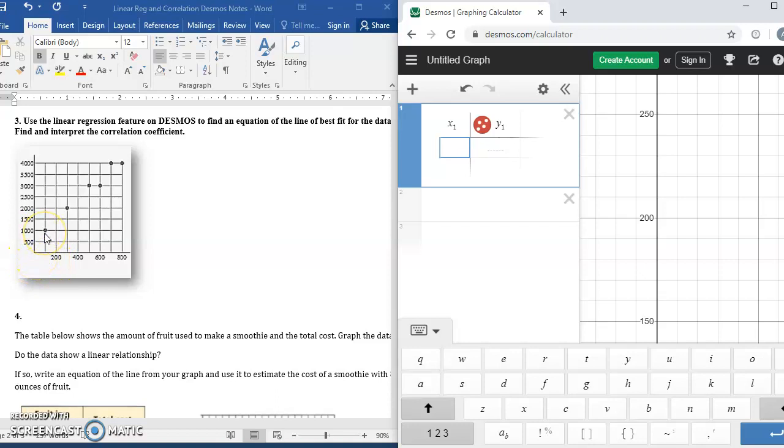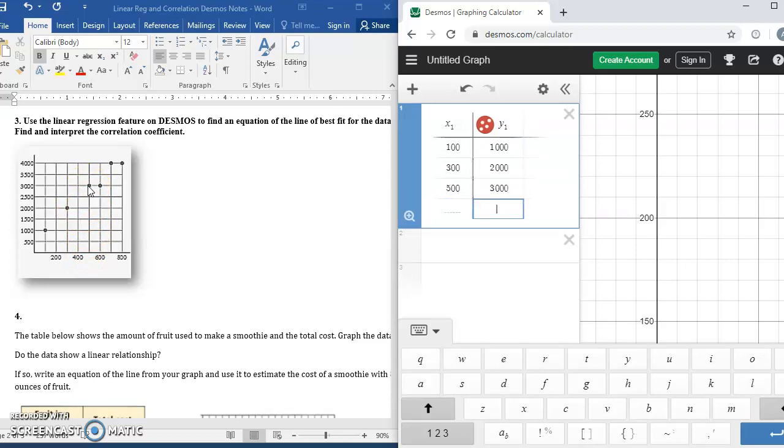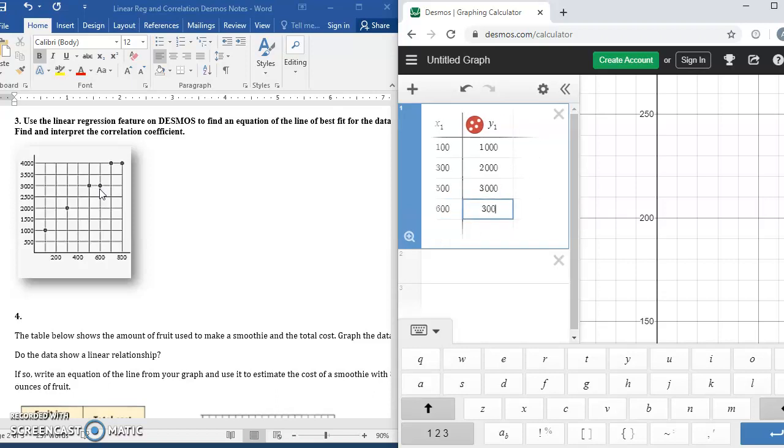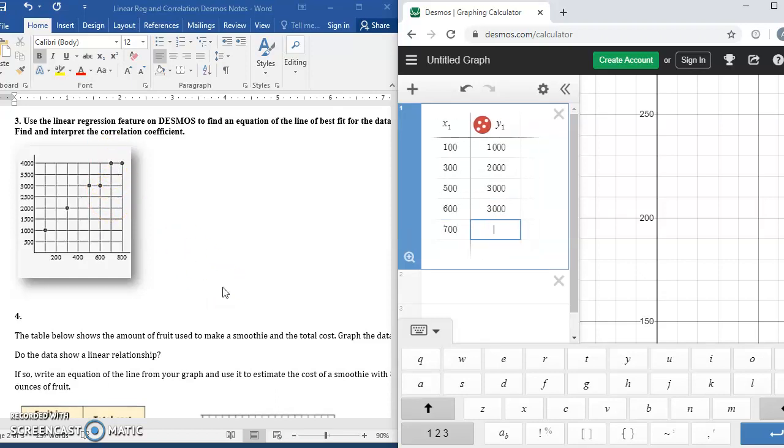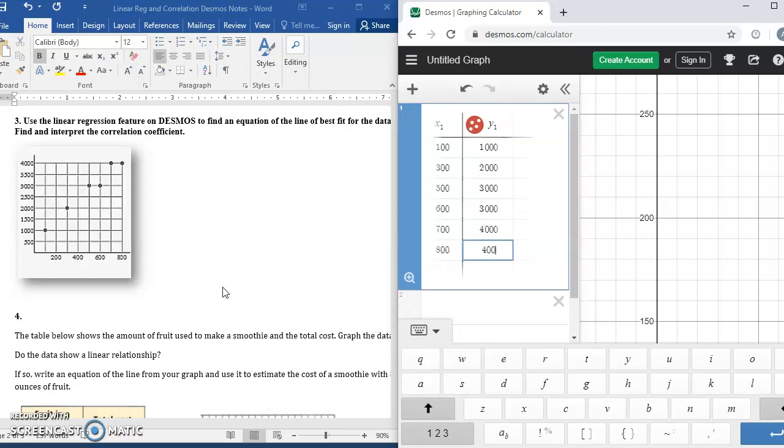So this ordered pair would be 100, 1000, and we have 300, 2000. Here we have 500, 3000, 600, 3000, 700, 4000, and 800, 4000. And we want to find the line of best fit here.